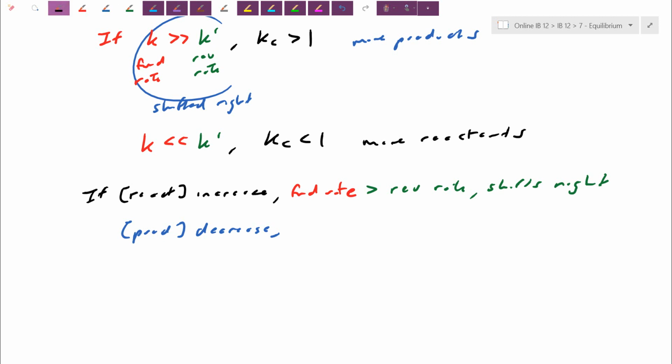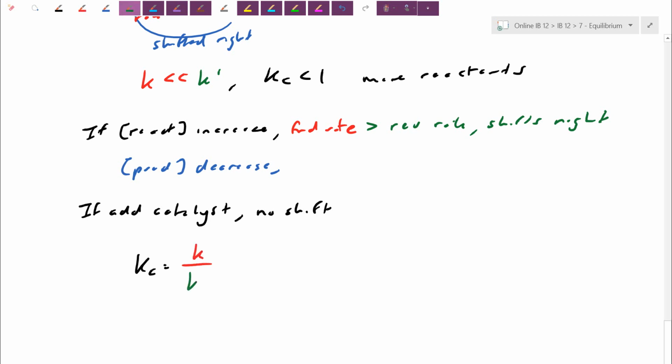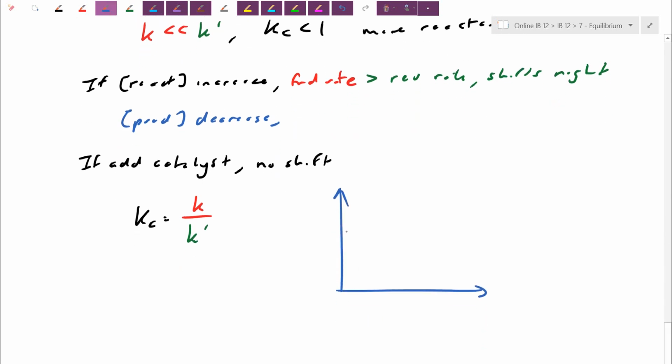The two last factors I want to do with you here is, what if we add a catalyst? If we add a catalyst, we know the answer already. We know that there's actually no shift. Well, what ends up happening here is your equilibrium constant, which is the forward rate constant divided by your reverse rate constant. Remember, when you add a catalyst, you provide an alternate mechanism to get from start to finish.